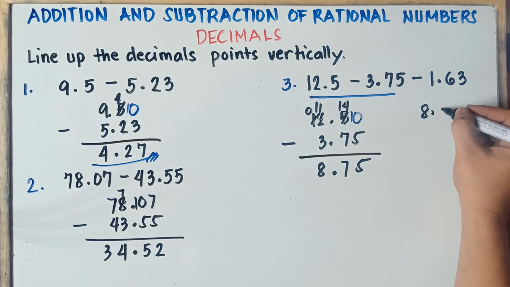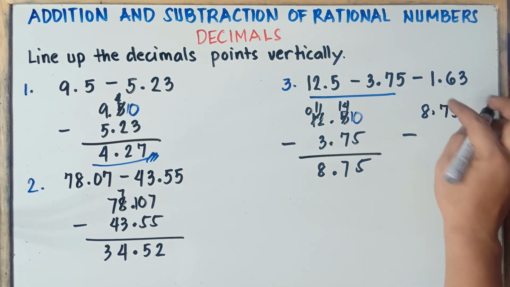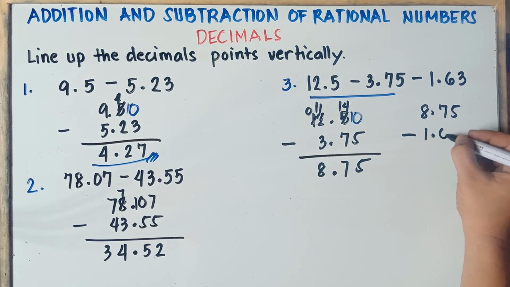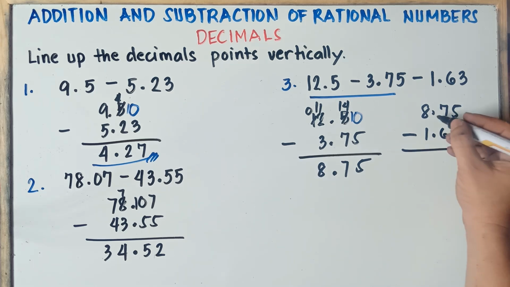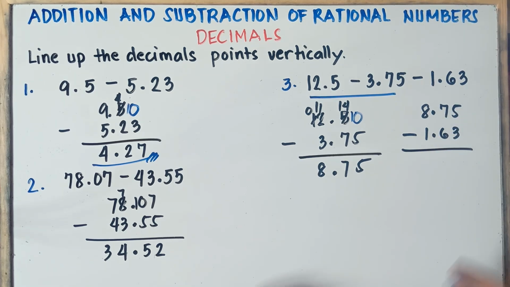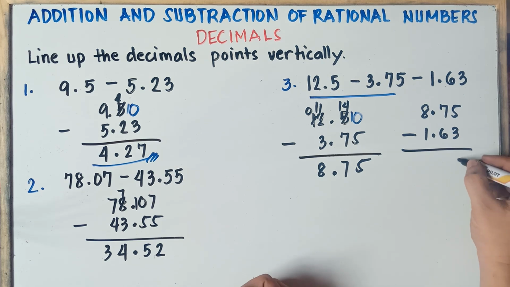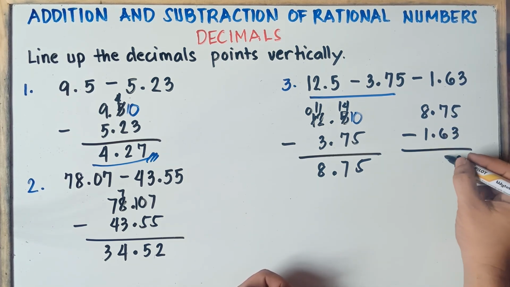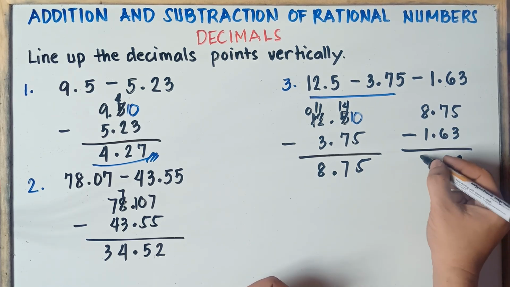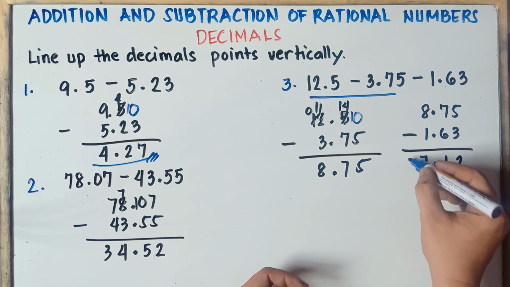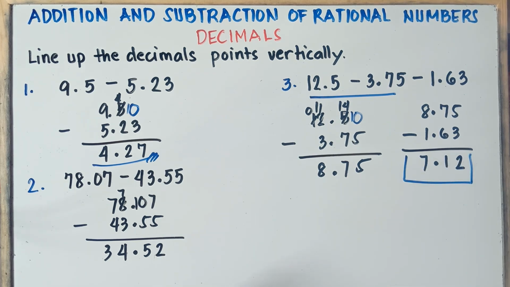And then 8.75 minus this one, 1.63. So 8.75 minus 1.63, and you're all set. So 5 minus 3, that's 2. 7 minus 6, that's 1. Copy the decimal point. 8 minus 1, that is 7. That's it. This will be our final answer: 7 and 12 hundredths.